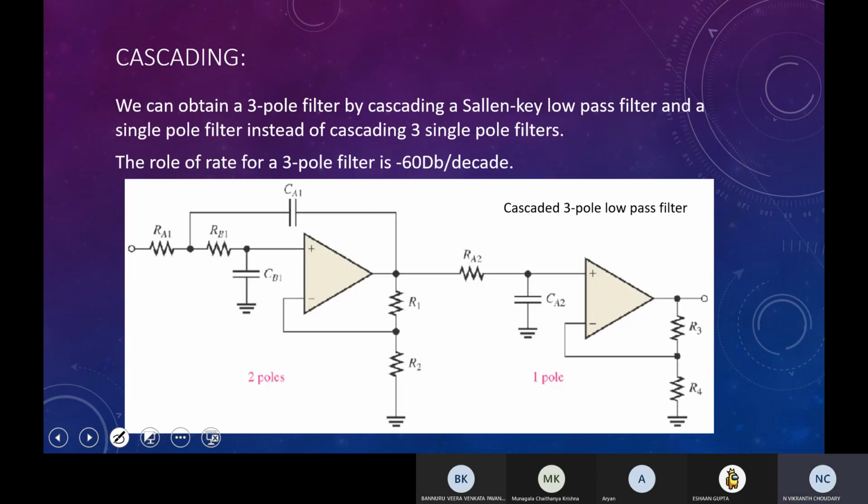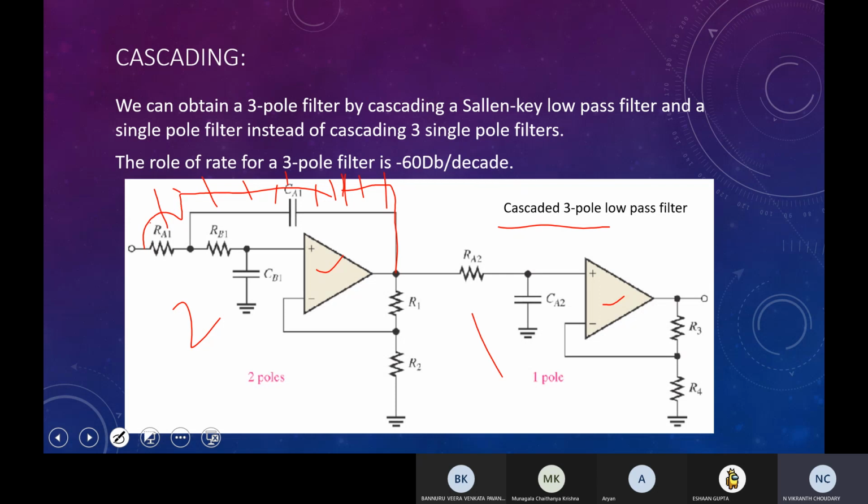And in cascading, you see the three pole filter is obtained with just two op amps. This is a two pole Sallen-Key low pass filter, and this is a single pole filter. Cascading these two gives us a three pole low pass filter. You may ask what if we put another stage here with another feedback? That won't work, because it would be a really complicated circuit and we wouldn't know what the output would be. There might be a lot of such complications, so we don't use more than one feedback here.